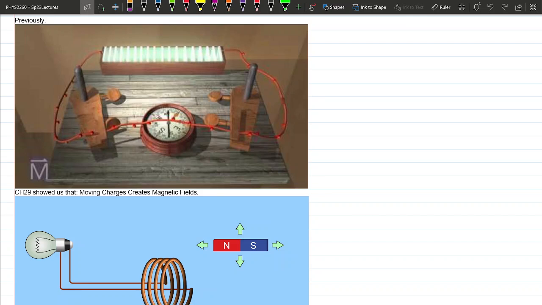Remember this experiment? What was this experiment called, or what was this showing you? You have a current going across near a compass. What does that give you? Remember? Somehow moving charges, that's what current is, create a magnetic field.